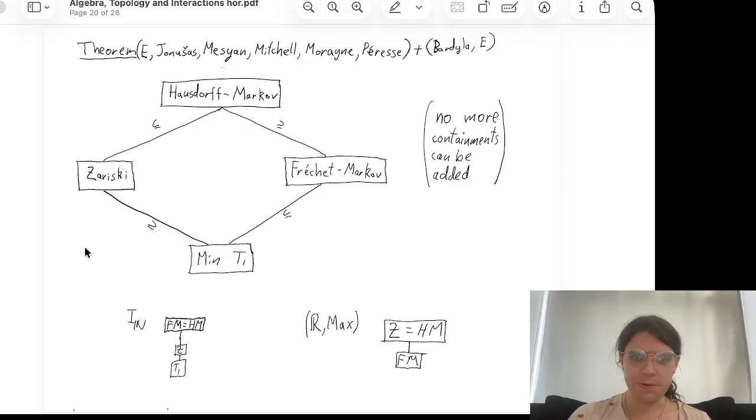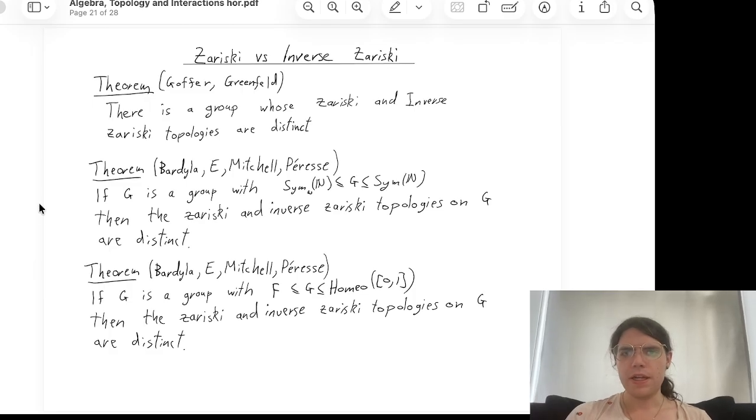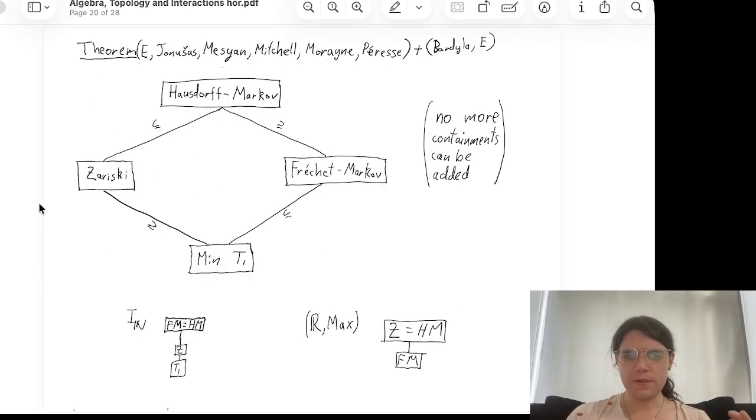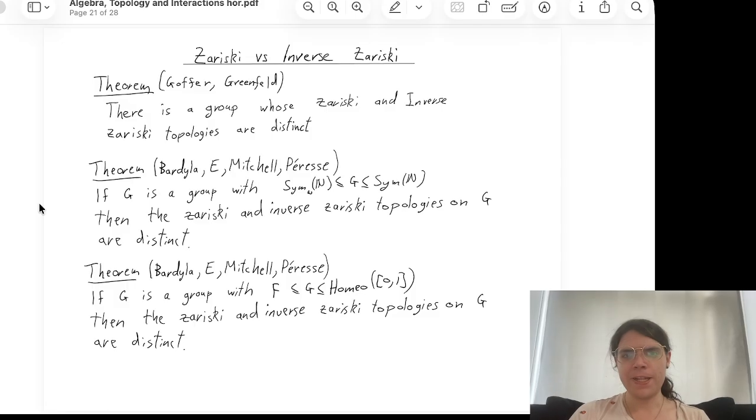And you can also add like the inverse Zariski topology and stuff to this picture, which is contained in sort of the obvious ways. Okay, so before I go into the next slide, you usually want to consider the inverse Zariski topology for inverse semigroups and the usual Zariski topology for non-inverse semigroups. So a natural question is, are these different? And the answer is yes, even for groups. It was proved by Goffer and Greenfield, like I want to say 2022-ish, that there's a group where these are different. So these actually are sort of different questions, which is good to know.